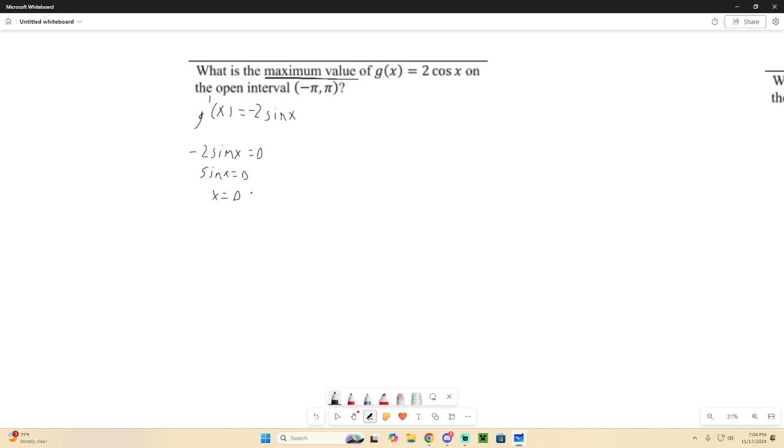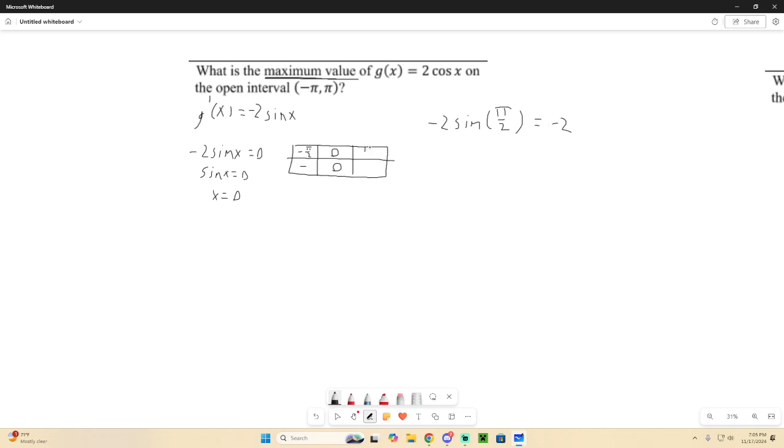Alright, now let's test x equals 0. So let's draw a little chart. At x equals 0, the derivative is going to be 0. But what's it going to be before 0? Let's plug in a number a little bit less than 0, negative pi over 2, because that is in our interval. So we plug negative pi over 2 into our derivative. We have negative 2 sine of negative pi over 2.